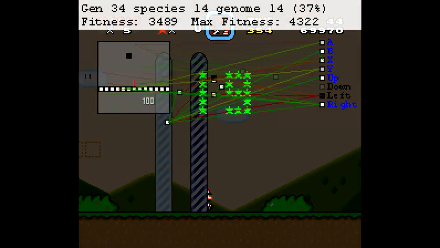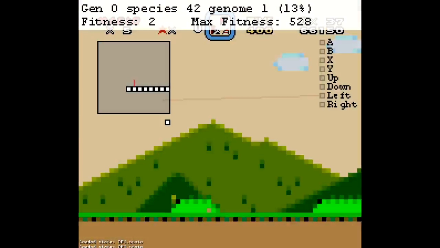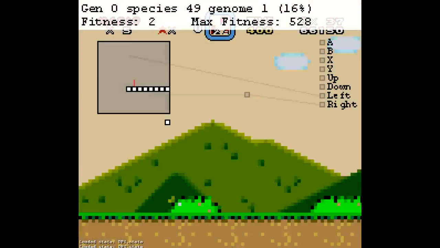So, to explain how neural networks work, let's rewind about 24 hours and look at how the whole process started. This is what MarI looked like at the beginning of its training session, all the way back in generation number 0. The program is probably even dumber than you thought at this point. Often it just stands there and doesn't even press any buttons.